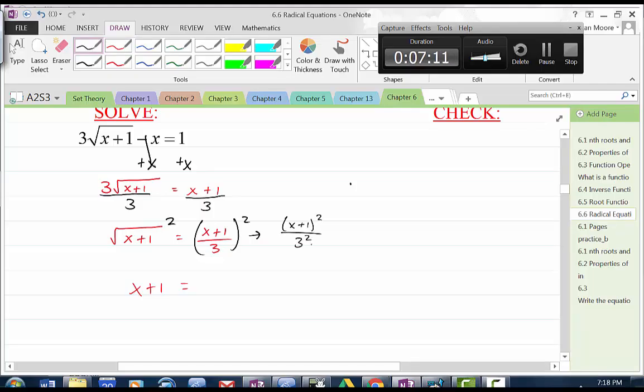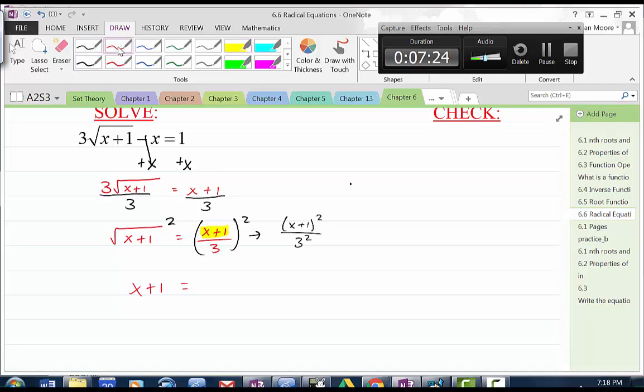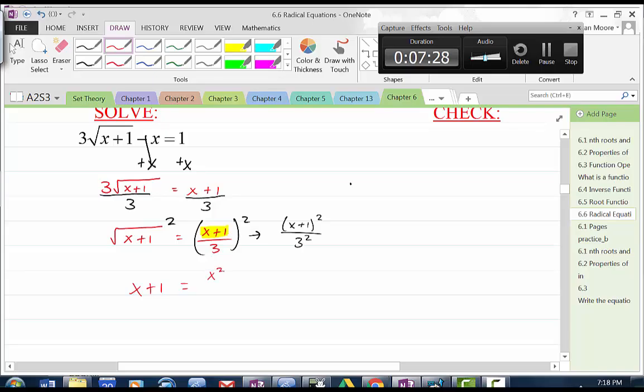So distributing it. In other words, what's in your numerator, this represents one number right here. So you're squaring that one number. You're not squaring x then squaring 1. You're squaring one number. You're squaring x plus 1. So if that's the case, you now have in the numerator x squared plus 2x plus 1 in the denominator, 9.